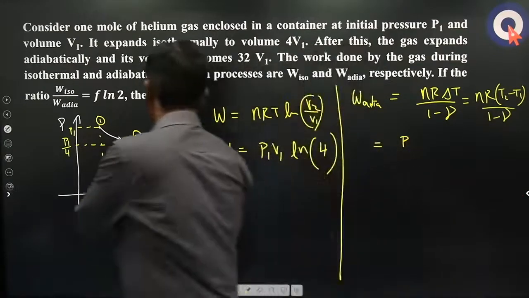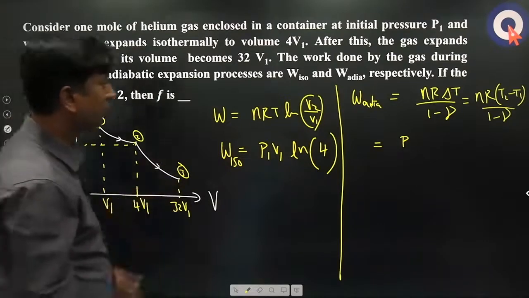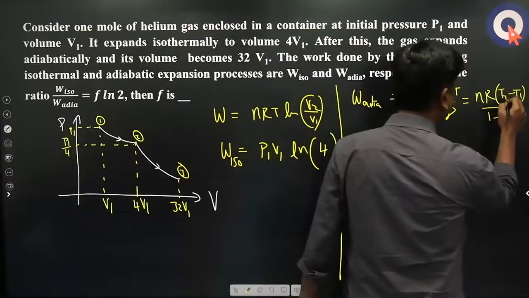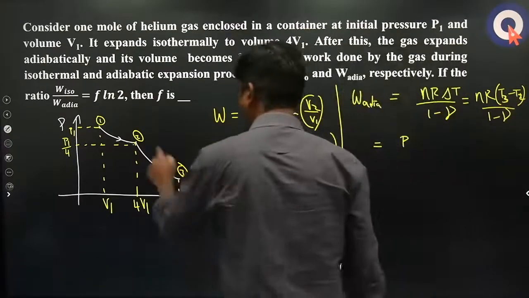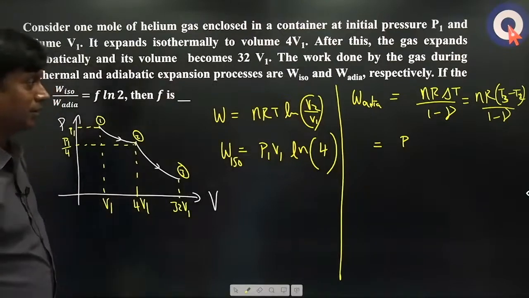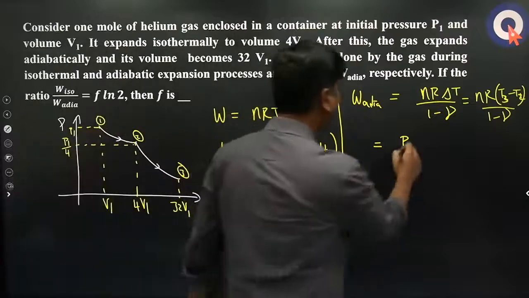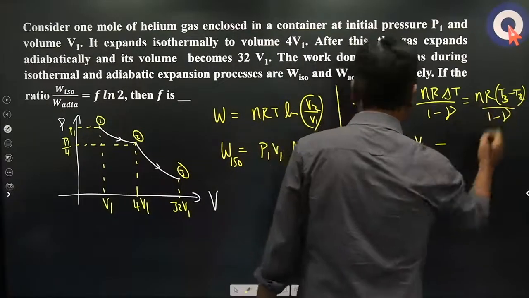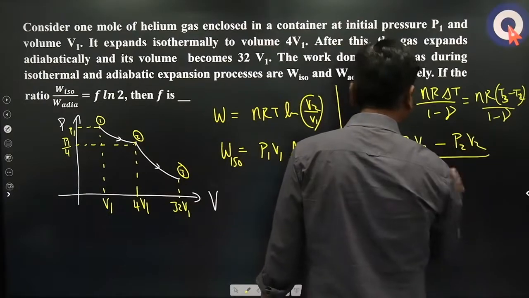In fact, it is expanding from 2 to 3, no? Better, 2 to 3 means, so I'll correct it to T3 minus T2, more clear, because this is the third, this is the second. That was a formula just. So what is nR T3? P3 V3 minus nR T2, which is P2 V2, by 1 minus gamma.